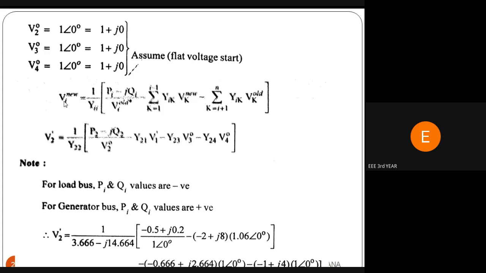To find the Vi new value, we need to know this formula. This is a very important formula. Vi new is equal to 1 by Yii, times (Pi minus jQi) divided by Vi old, minus summation of k equal to 1 to i minus 1 of Yik Vk new, minus summation of k equal to i plus 1 to n of Yik Vk old. Okay, just substitute the values.